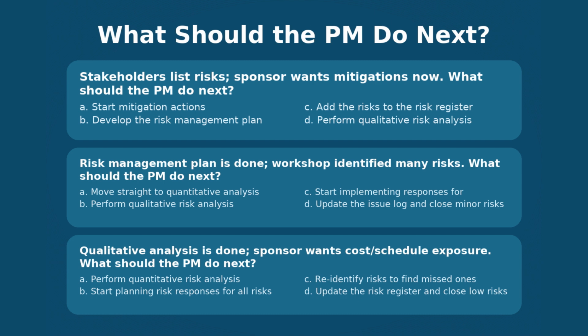The project manager should either perform a quantitative risk analysis on selected high priority risk, or start planning and assign risk responses to all identified risk, or rerun the identify risk process to find missed risk, or update the risk register and close low risk. What is the right action the project manager needs to take now in this situation? The project manager must perform quantitative risk analysis.